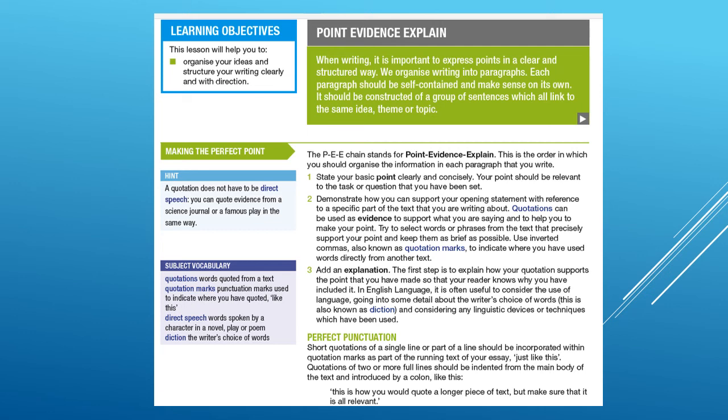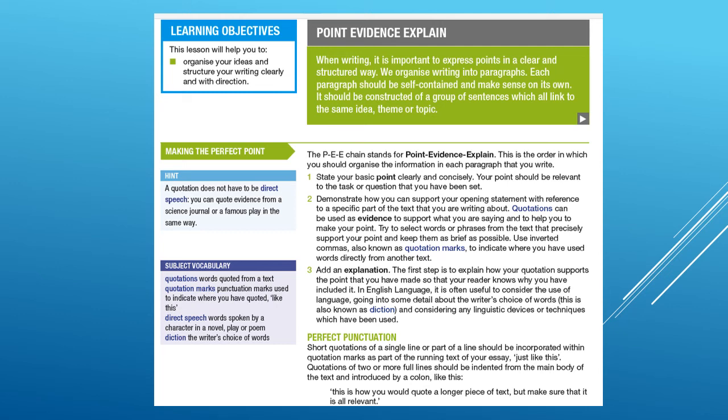Number 1. State your basic point clearly and concisely. That means short, in a short way. Your point should be relevant to the task or question that you have been set. That is based on the keywords of your question.